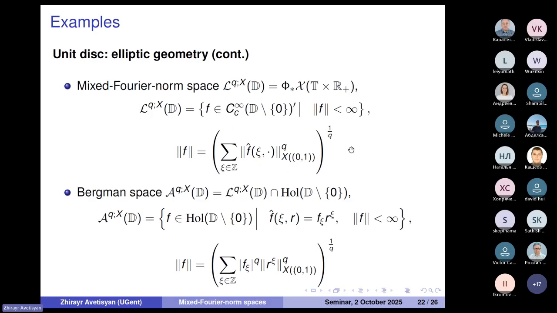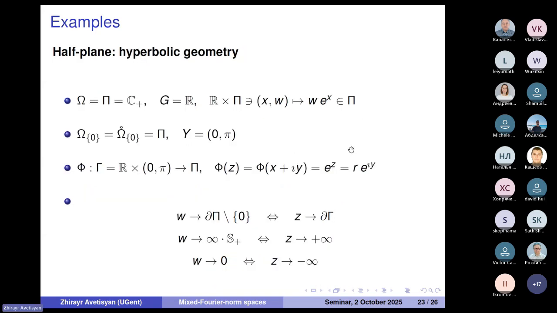So the Bergman space is then the intersection with functions holomorphic in the punctured disk. So it consists of all holomorphic functions in the punctured disk, which, when half Fourier translated, become such products f xi r to the xi. Remember that xi belongs to the integers, so it's basically n, such that this mixed norm is finite. So this gives you an explicit characterization of holomorphic mixed Fourier norm functions.